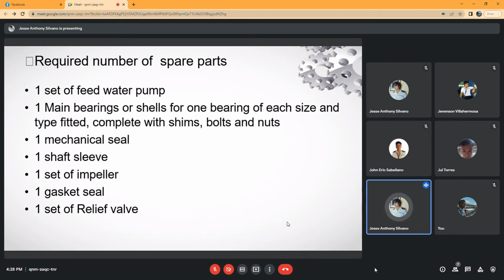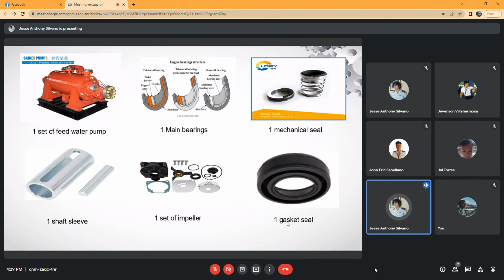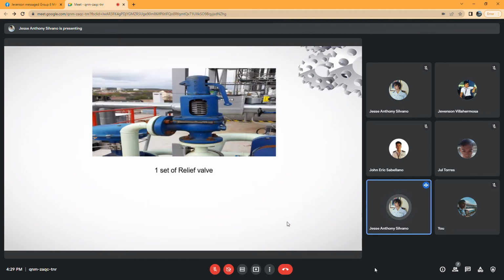For its required number of spare parts, we need to have one set of feed water pump, one bearing or shell for one bearing of each size and type fitted, complete with shims, bolts, and nuts, one mechanical seal, one shaft sleeve, one set of impeller, one gasket seal, and also one set of relief valve. So here are the spare parts. And this is also a relief valve.